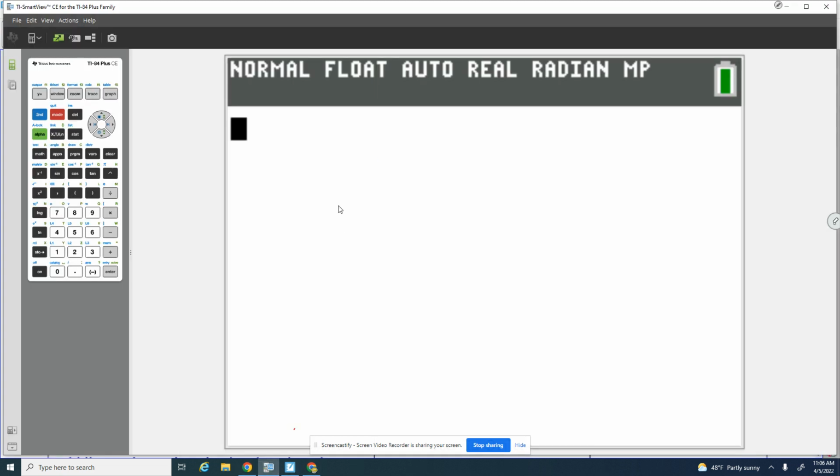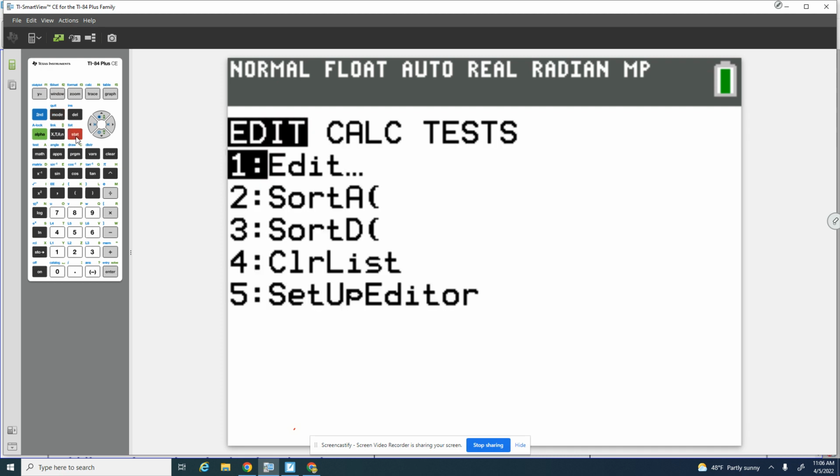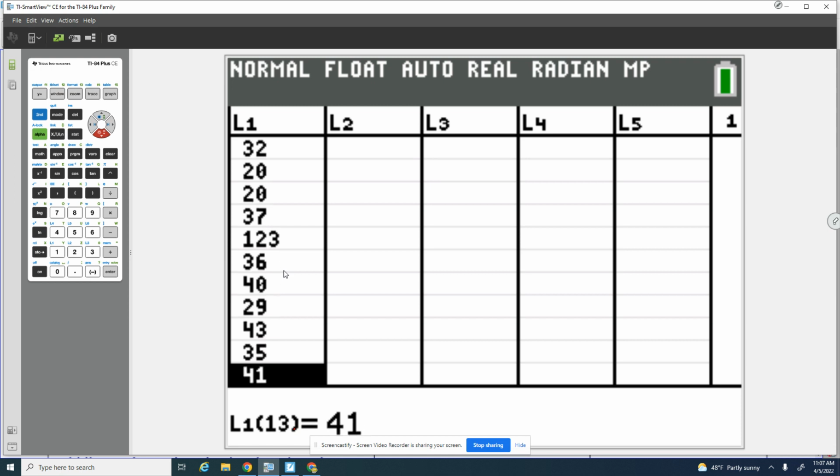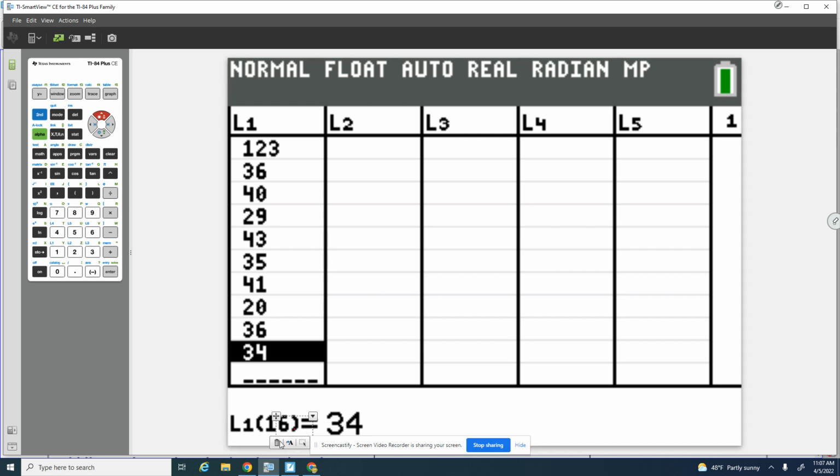So to do that on our calculator, I'm going to go to Stat, Edit, just like we had done previously. And I have all of my numbers typed into L1. Scroll all the way down. I think the last one should be, okay, the 16th one. Here's my 34. Little red mark there. That's 16.